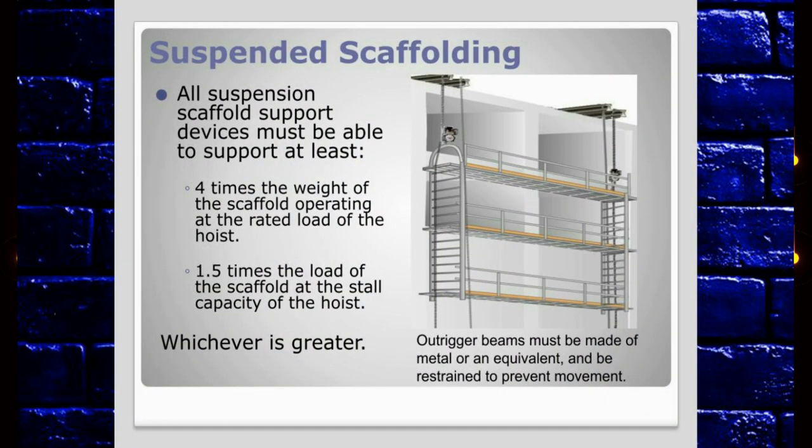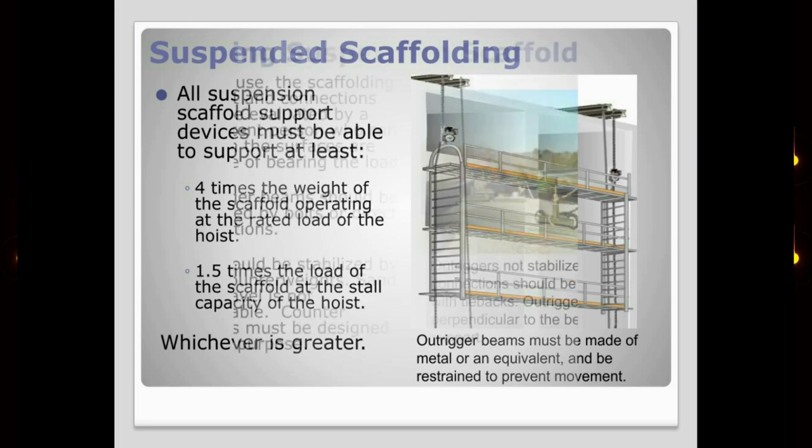Suspended scaffolding from above. All suspension scaffold support devices must be able to support at least 4 times the weight of the scaffold operating at the rated load of the hoist, or 1.5 times the load of the scaffold at the stall capacity of the hoist, whichever is greater. Outrigger beams must be made of metal or an equivalent and be restrained to prevent movement.